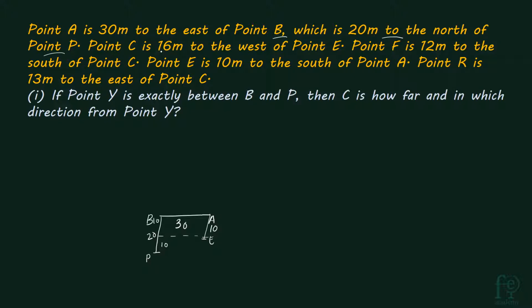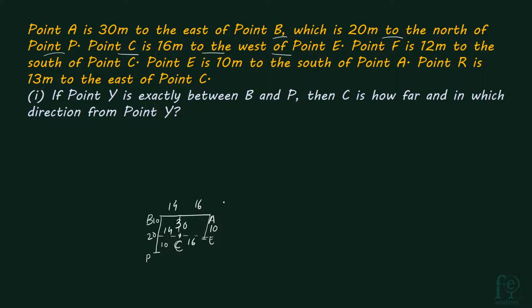Point C is 16 meter to the west of point E. So this distance, how much will it come? This is 30. So point C should be coming somewhere here, 16 meter to the west. This is 16 and this will be 14 and this is 14. Total distance is 30, so in 16 meters point C should come. Point C is 16 meters to the west of point E, so point C should come here.